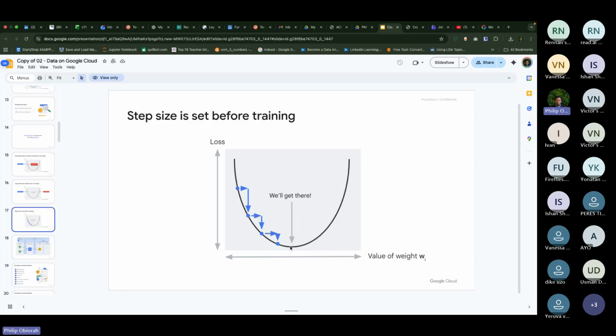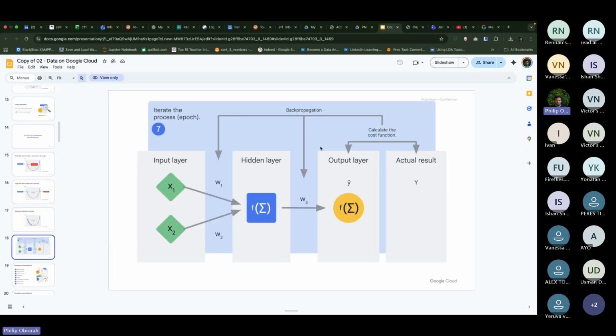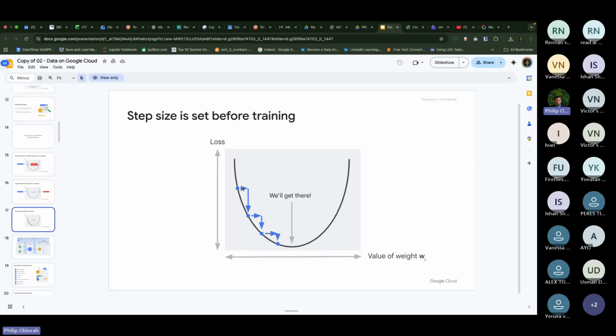So the cost is doing what? It is measuring how wrong the model is. That's what the cost does. And then we're choosing the step. If we choose a large step, it will jump. It might jump from here to this point and we might not converge here. But if we choose a smaller step, it will keep moving and it might get to this optimal point.